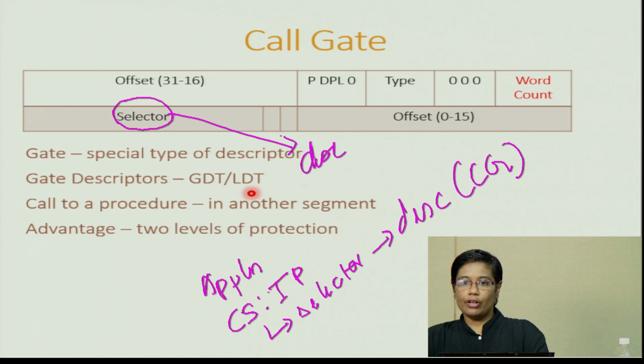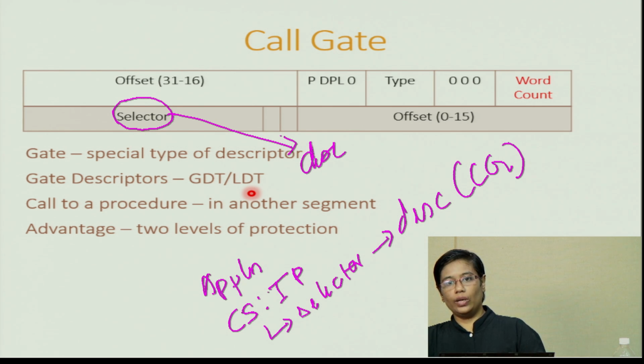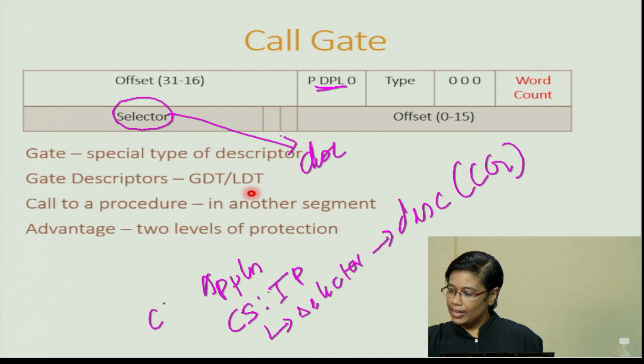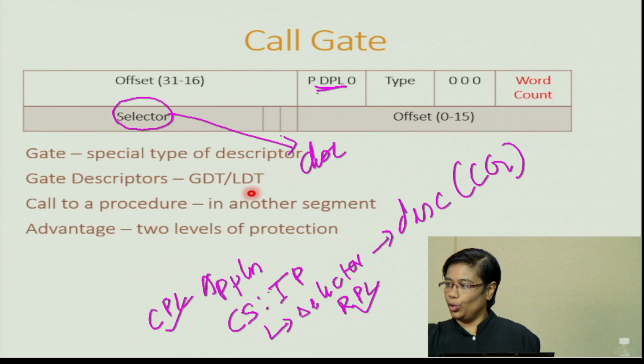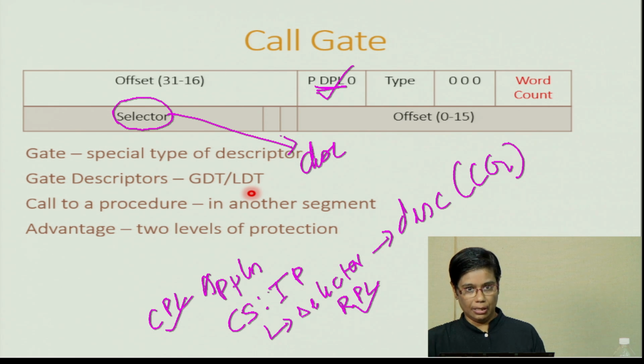So in the first level of protection anyway, the CPL and the RPL will be compared against the DPL of the call gate. So the current application will have a CPL. Whatever is going to be the selector will have an RPL. This CPL and this RPL are going to be compared against this DPL.